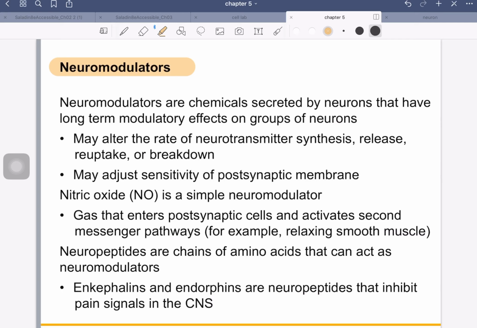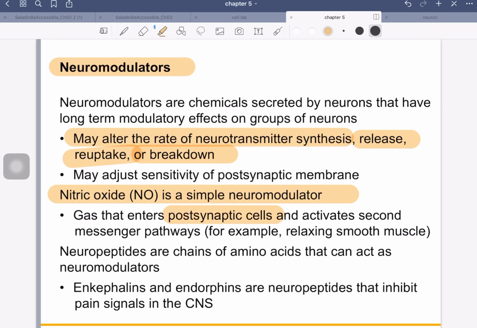And so it may alter the rate the neurotransmitters are synthesized, or the rate at which they're released, or how much is released, their reuptake, or their breakdown. So there's a number of mechanisms within this group. The other thing that they may do is adjust the sensitivity of the postsynaptic neuron. So let's have a look at some examples. Nitric oxide is an example neuromodulator, and it enters the postsynaptic cell and activates a second messenger pathway.